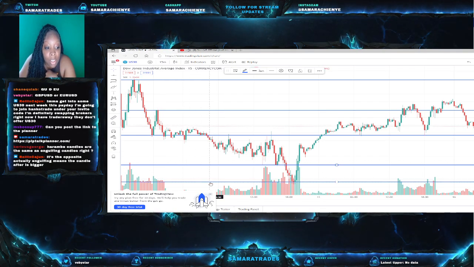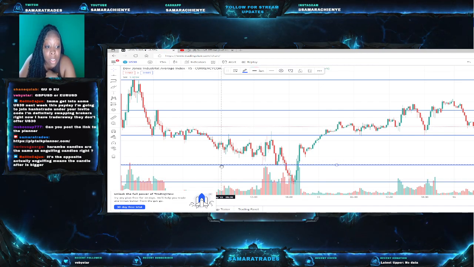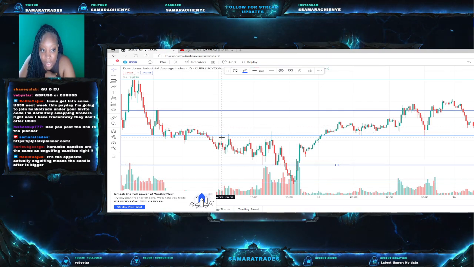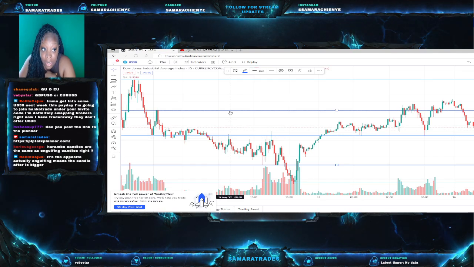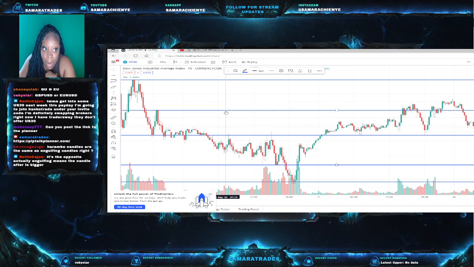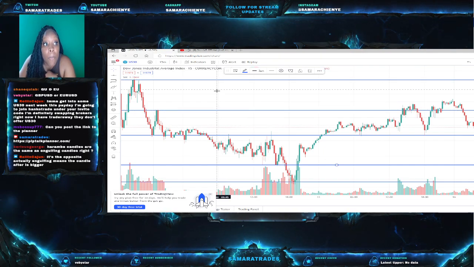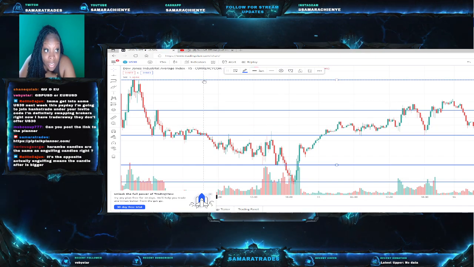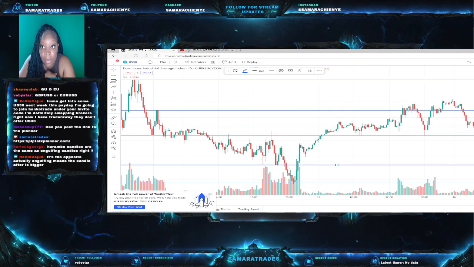So this is my support line, this is my resistance line. Now this is my support line, this is my resistance line. Now this is my support line, this is my resistance line. This is now my support line, this is my resistance line, okay? But overall, this is my resistance line, and this is my support line. Hopefully that makes sense.